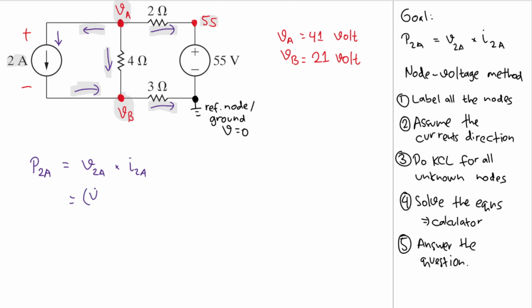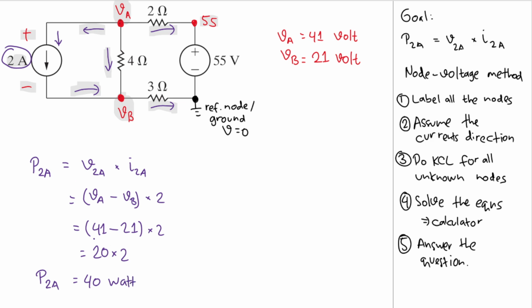Because the voltage is like this, that will be VA minus VB. VA is the one on the positive side, and VB is the one on the negative side. And then multiplied by the current, but we know exactly the current, this 2 ampere. So we'll have this multiplied by 2. Let's plug in the values. What is VA? VA is 41, and then minus 21, then multiplied by 2. So I'll have 20 multiplied by 2. So the power extracted by the 2 ampere current source is equal to 41.